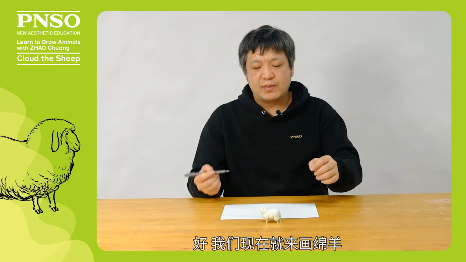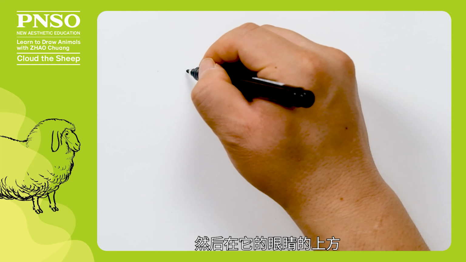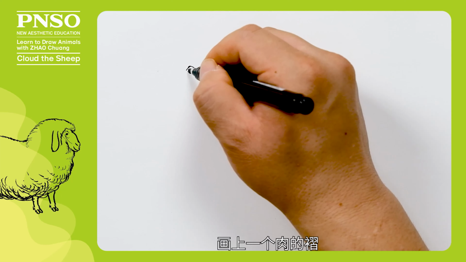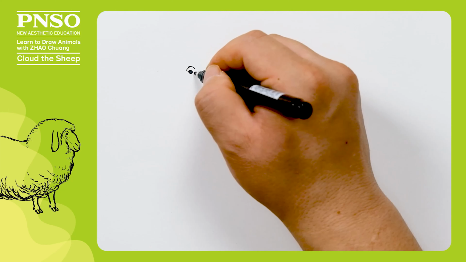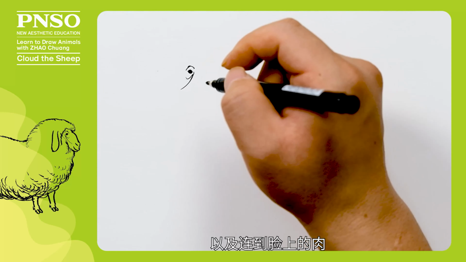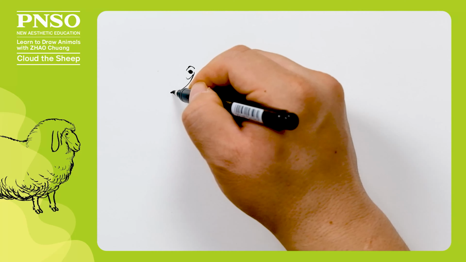Now, let's get started. We start with its eyes and draw a small dot. Then, draw a fleshy fold above the eye, similar to the eyebrow. There are pouches under the eyes and the flesh that connects to the face. This position in the front is the nostril.